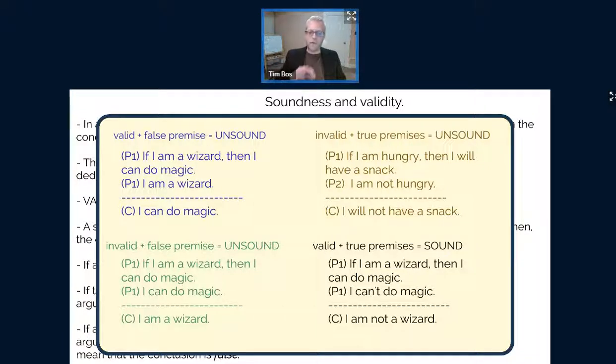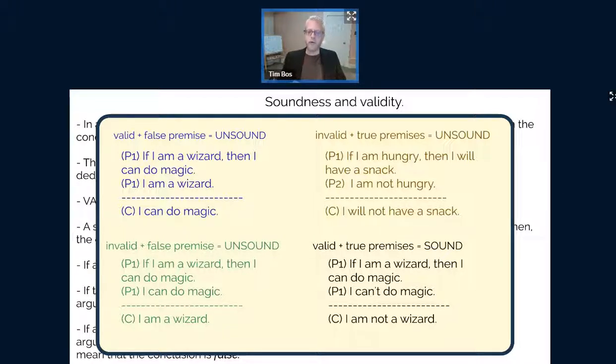So it fails. So those first three arguments each fail because something has gone wrong. Either one of the premises isn't true, or it's invalid, or both. What you want an argument to be is valid and have true premises, right? So the final one is valid and has true premises. If I'm a wizard, I can do magic. Yeah, that's true. It follows from the definition of being a wizard.